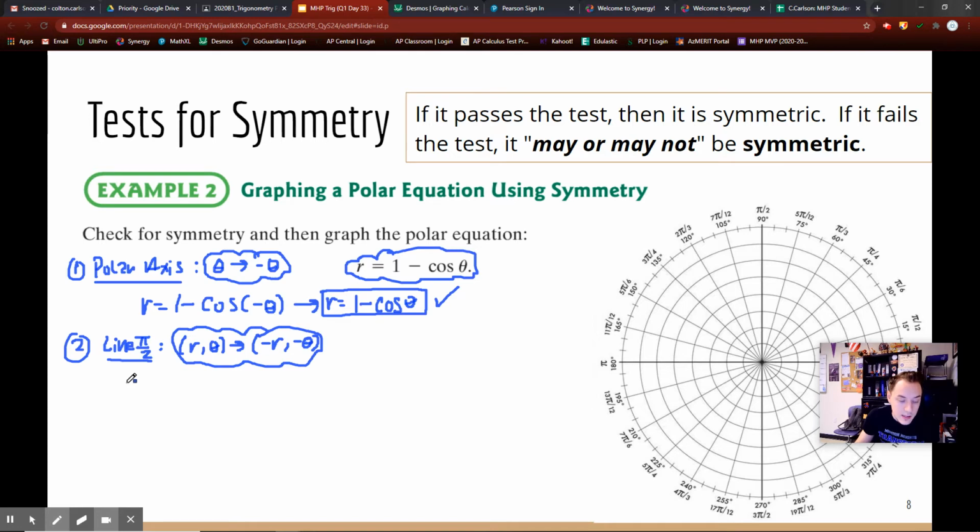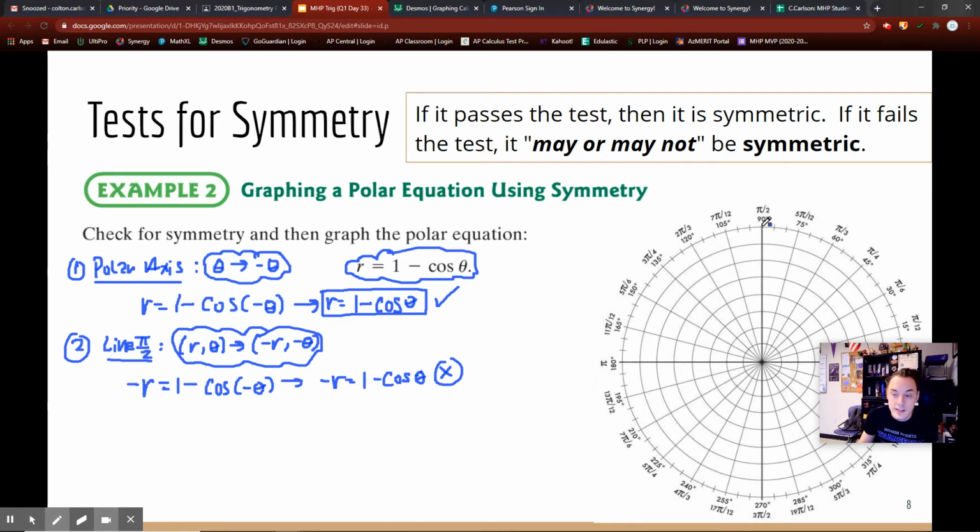Okay, so let's try it out. I'm going to change r to a negative r, 1 minus, and I'm going to change this theta to a negative theta. Do I get out my original graph? Well, while my theta pops out just like my original, my r does not. Even if I divided everything by a negative, I definitely don't have the original equation back. So this right here is a no bueno. Okay? Does not check out. It's not symmetrical to the line.